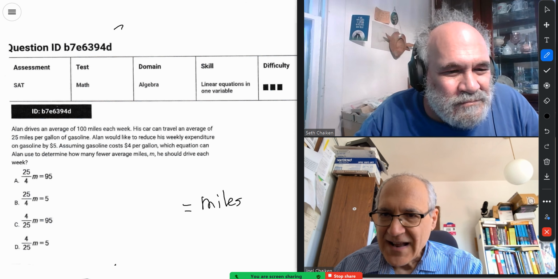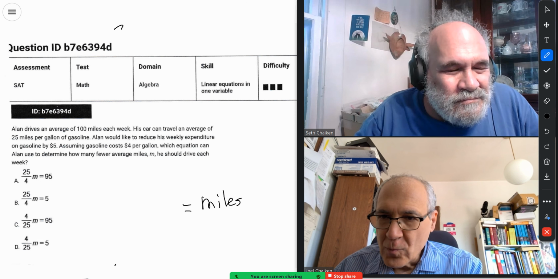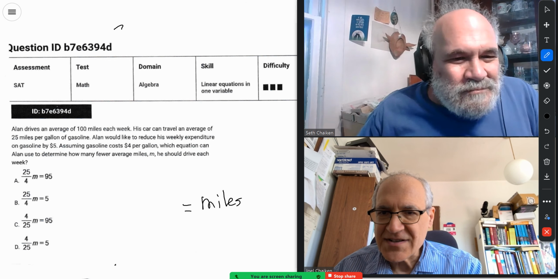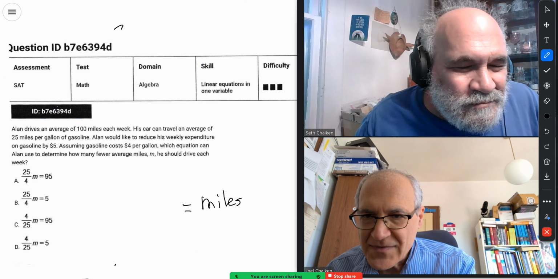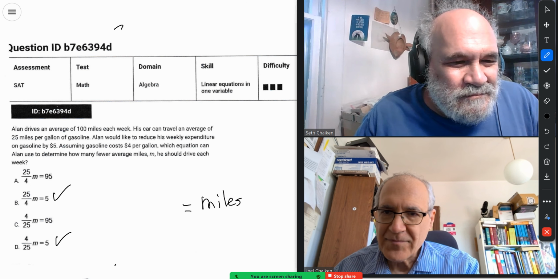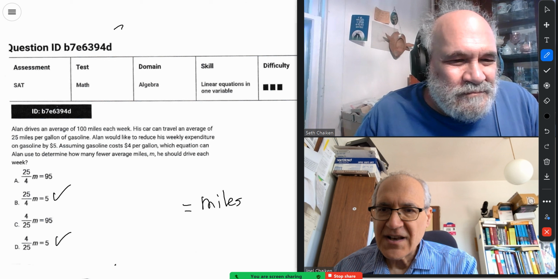Alan drives, now we have to reread. Alan drives 100 miles a week. His car can average 25 miles per gallon of gasoline. Alan would like to reduce his weekly expenditure by $5. Assuming gas costs $4 per gallon, which equation can Alan use to determine how many fewer miles M? Oh, he wants to reduce his gas by $5. So that means these are probably going to be the answers, because he wants to know which equation he can use to figure this out.